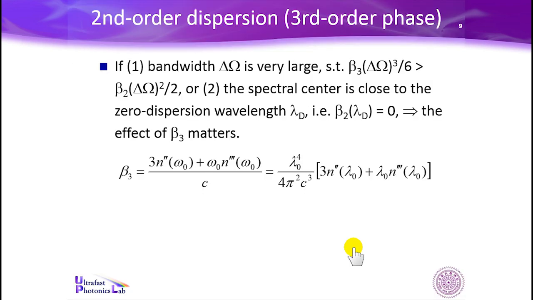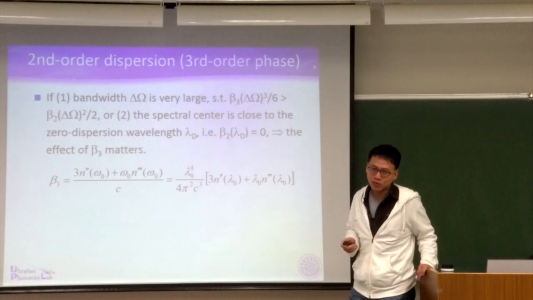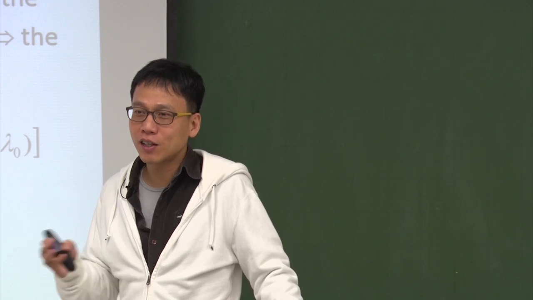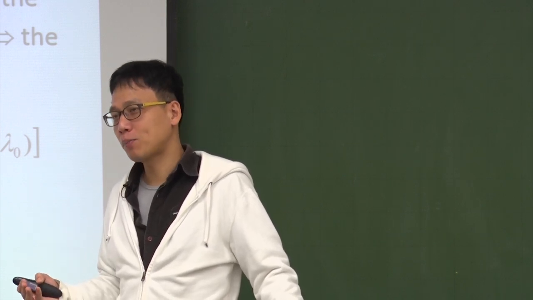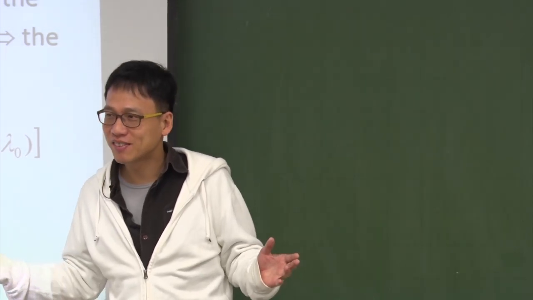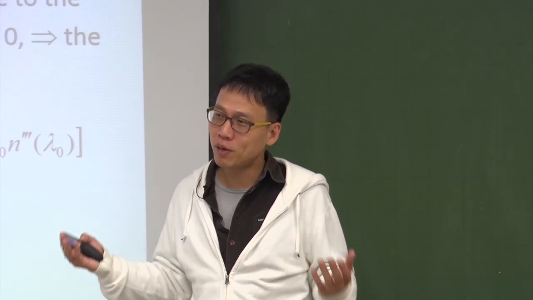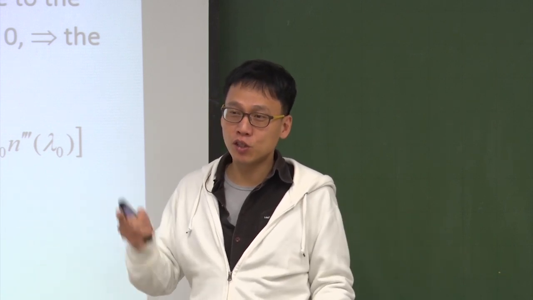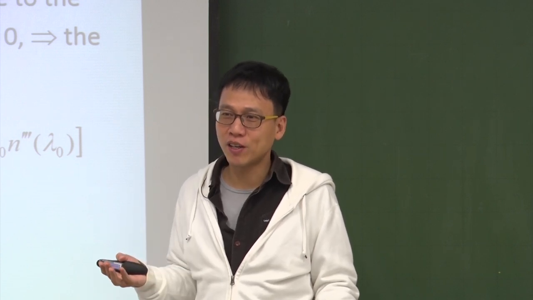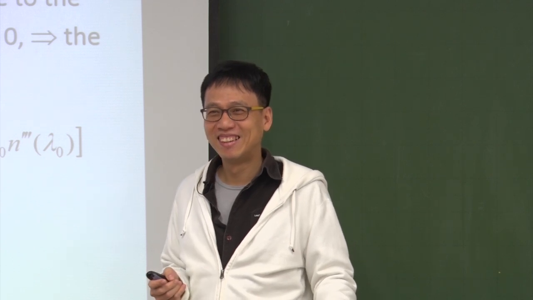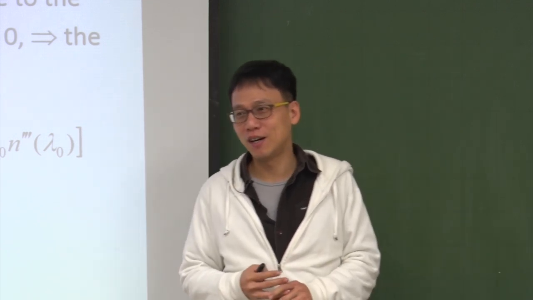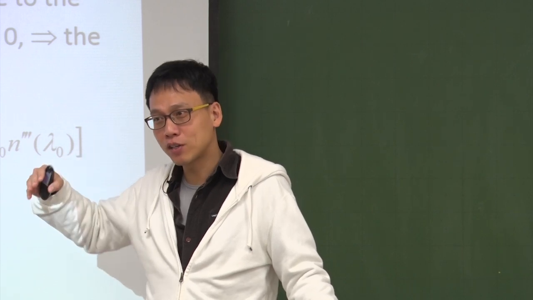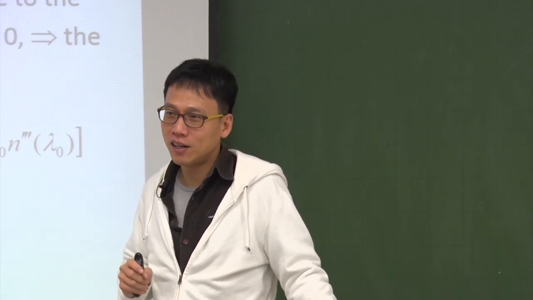Okay, then second order dispersion or third order phase. Before we look at the formulas, do you still remember the impact of third order spectral phase? It's very different from the impact of second order spectral phase. Basically, second order spectral phase only broadens your pulse. And maybe it does not change your pulse shape too much. A Gaussian input, maybe still a Gaussian output, but only broader. But if you introduce third order spectral phase, cubic phase, what will happen? It's no longer just pulse broadening. It's a matter of shape distortion, right? It becomes an asymmetric function, and maybe you will have an oscillating tail, right?